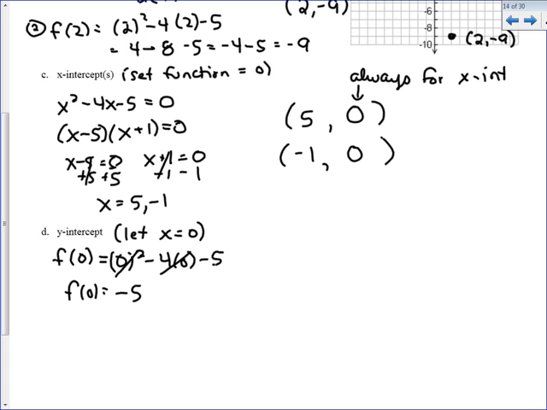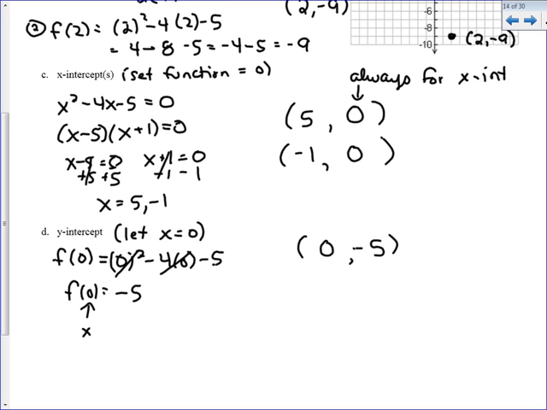But you need to write this as a point. So y-intercept is a point. It's not just a value. So where does the negative 5 go in my points? The left for the x or the right for the y? Right for the y. What is the x value that I'm going to pair with this negative 5? 0. If you remember, if you think about your function notation, in the parentheses is always the x value.